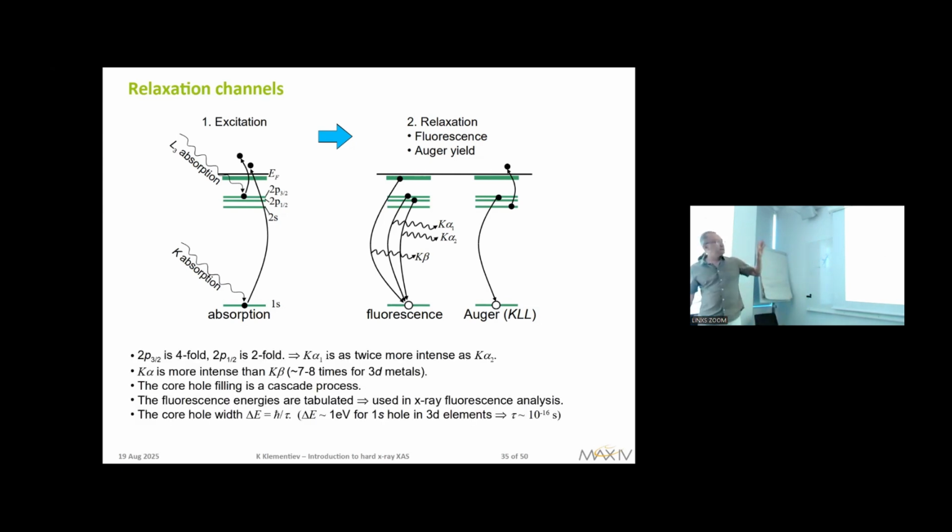All right, I will keep this discussion. In fluorescence, there are also differently intense lines, K alpha lines, K beta, and the intensity depends on the occupancy of these levels. I will skip it.